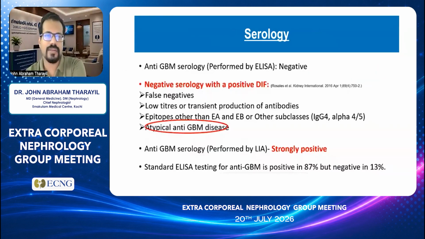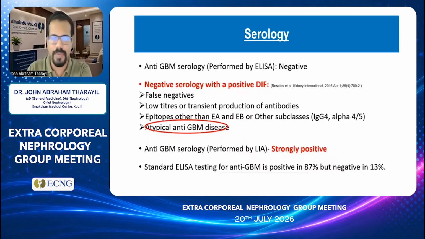The serology was performed by ELISA, and it was negative. A negative serology with a positive direct immunofluorescence is something that we see commonly in anti-GBM disease. And what are the factors which cause this serology negative but immunofluorescence positive? There can be false negatives. It can be due to low titers or transient production of antibodies. Epitopes other than EA or EB, other subclasses such as IgG4 or alpha-4-5 may be involved, and in atypical anti-GBM disease, which I will come to in the subsequent slide.